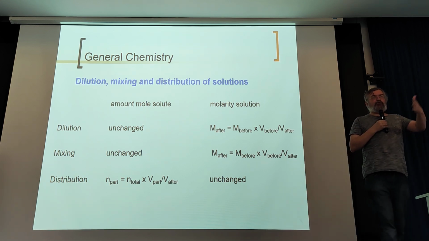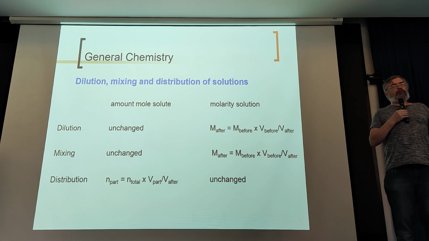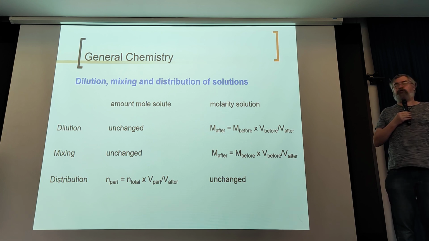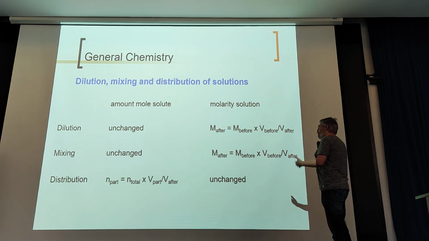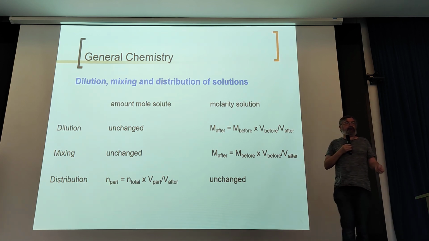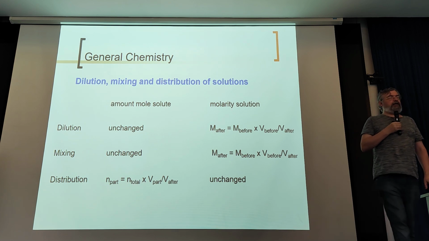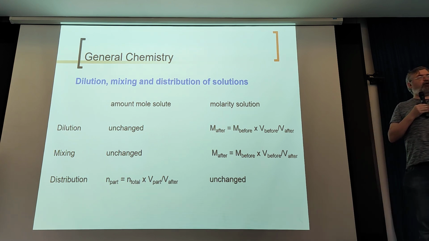This is maybe too simple for you, and I guess you know this all from previous studies, but just to keep in account if you're doing any stoichiometric calculations. What happens if we dilute, mix, or distribute? What happens with the amount of moles? What happens with the concentration? These are 2 different things.